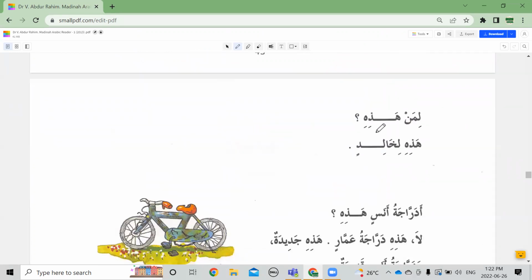Then liman hazihi. Whose is this? Liman means for whom. So whose is this? This is Khalid's. Yes. Hazihi li Khalid. This is for Khalid.